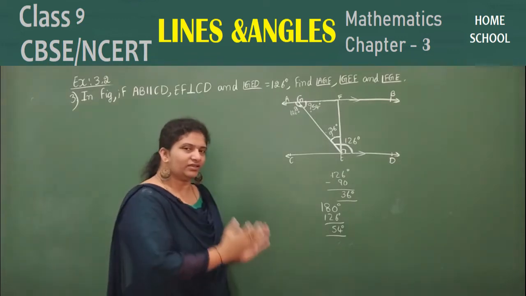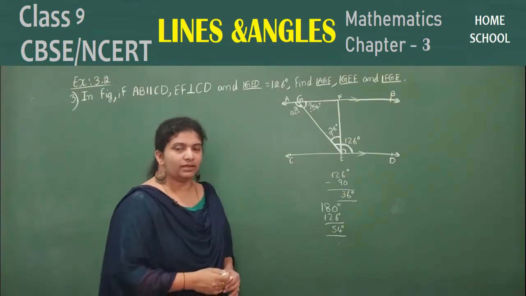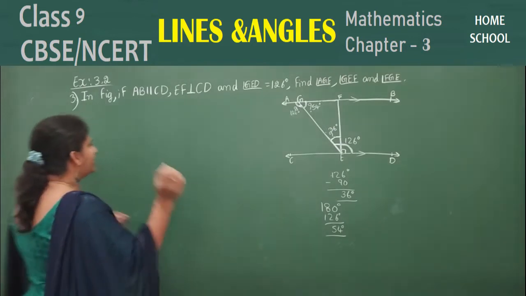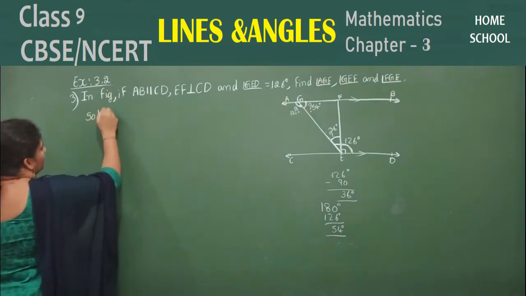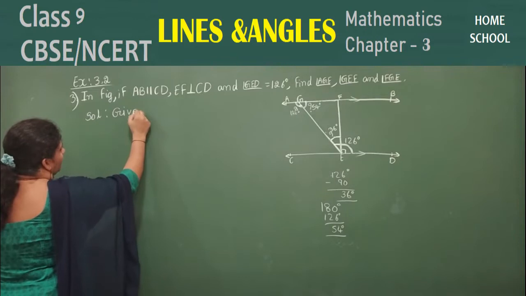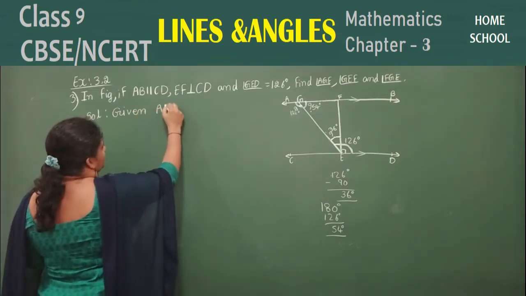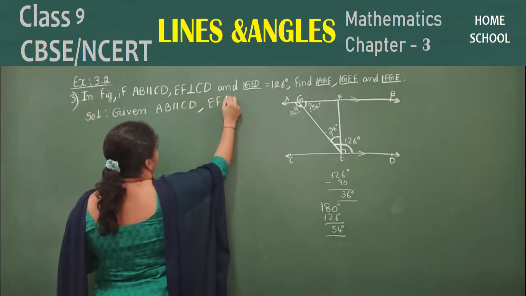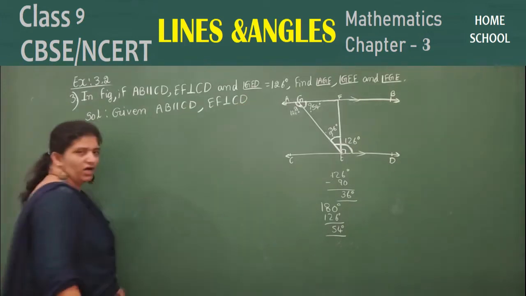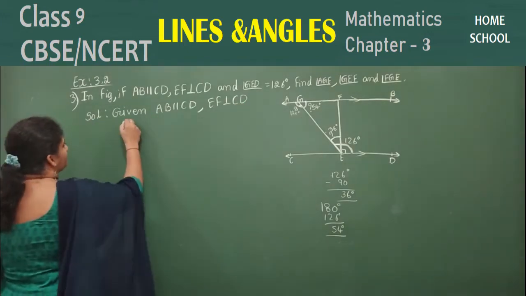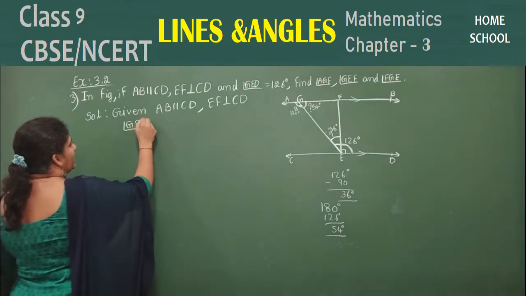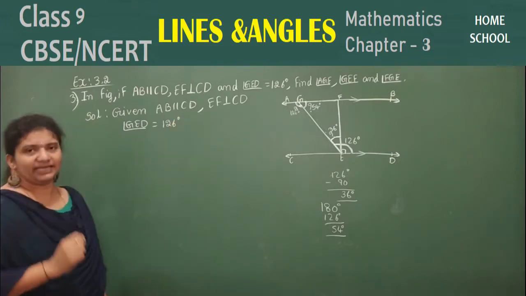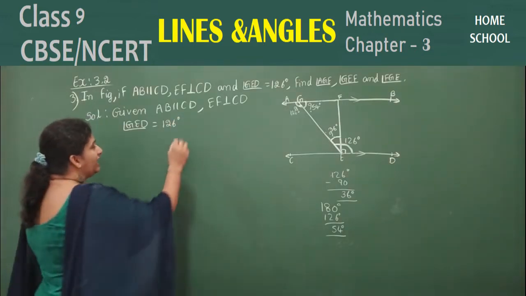So identifying the figure, you can see all answers. But how we are proving, we should know carefully. Okay, let's start your solution here. Given, what are given? Given AB is a line parallel to CD and EF perpendicular to CD. Okay, so still what do they give? Angle GED is equal to 126 degrees.